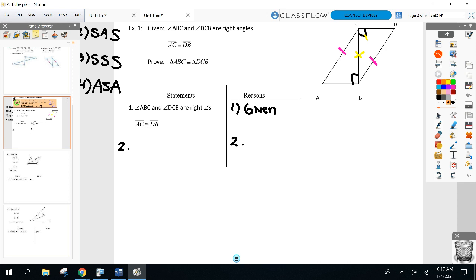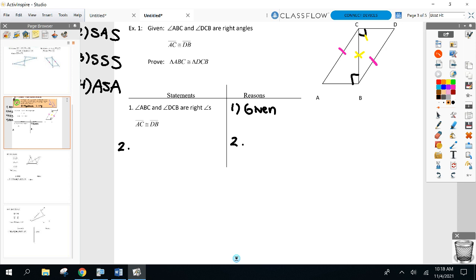Why is it not side angle side? Why can't I use side angle side? I have side, angle, and a side. What's the problem? If we know this stuff, is the right angle in between? No. So that's why it's not side angle side, but I can use HL here. Correct. All right. What's still got to go in the proof?